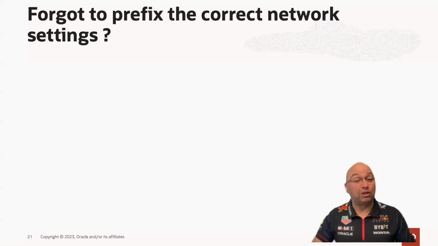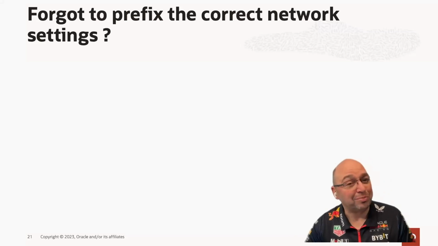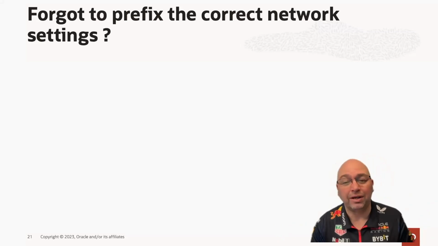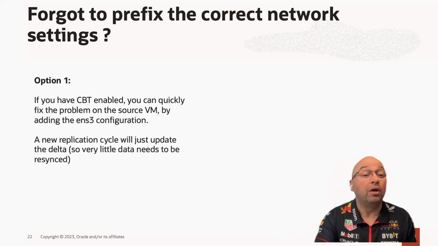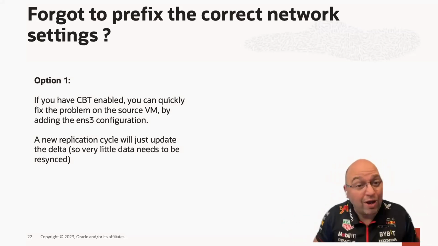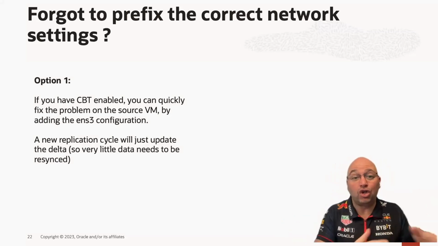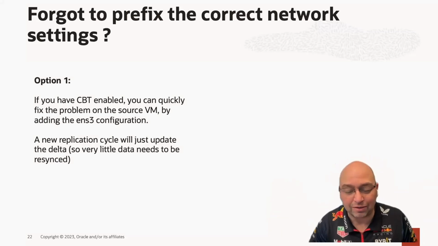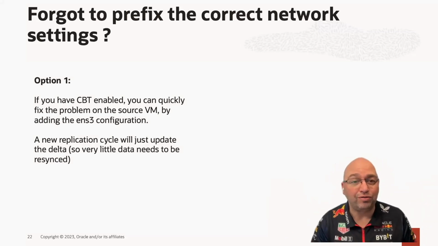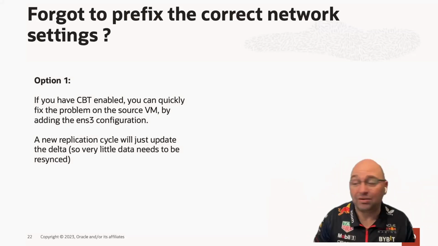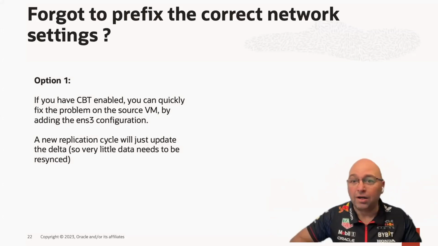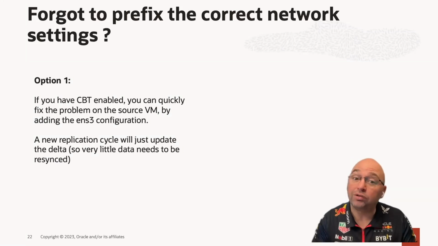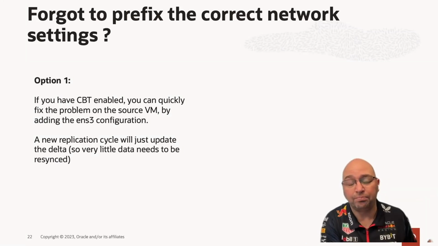Now, there is, of course, a chance that you forget this, and I've forgotten to prepare this many times. So if you have forgotten to set up the right networking, how can you deal with this? Well, option number one, if you have change block tracking enabled, is that you just go back to your on-premise VM. So you've done the migration, you forgot setting this up, you powered on, and you see you don't have network connectivity. No worry, you just go to your on-premise VM, make this little change, and hit replicate. Within a minute, the changes are sent over, and then you can power on the virtual machine in OCI again. So that probably is the easiest way to fix it, by always fixing it on the source side.